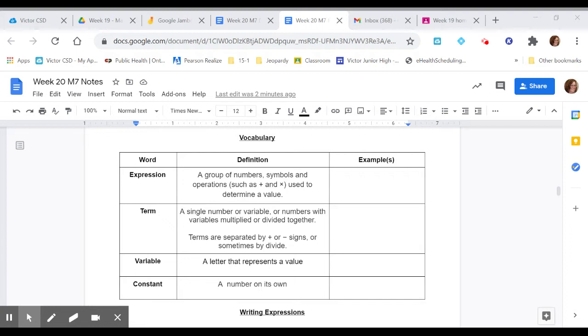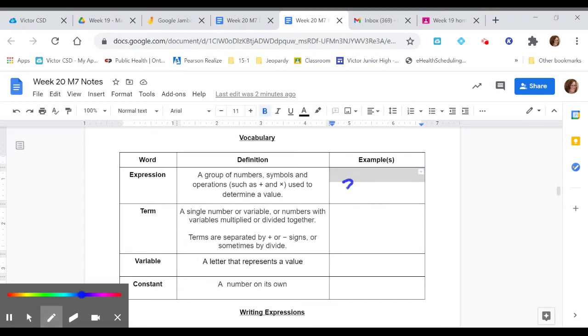So expressions are basically any kind of addition, subtraction, multiplication, or division problem. The thing is there's no equal sign because then it would be an equation. So they can use variables, they can use numbers. So for example, we could have 3x plus 2, and that would be an expression.